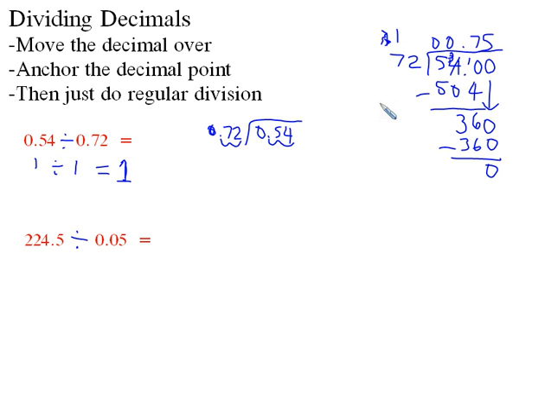Now, the problem with all this is a lot of people don't want to use paper and to figure this out in the steps, and that's a surefire way of making careless errors. So please, paper is cheap. Remember that. So now this next problem here, 224.5 divided by 0.05.